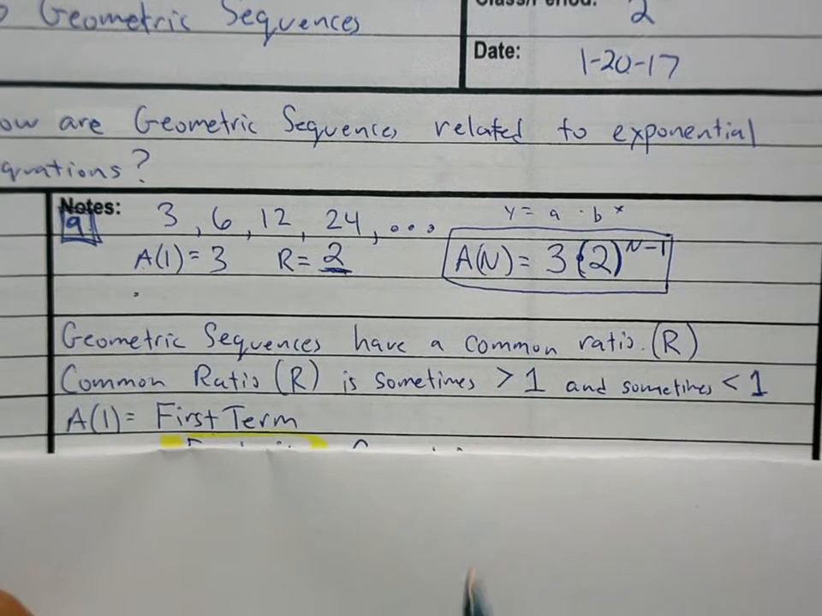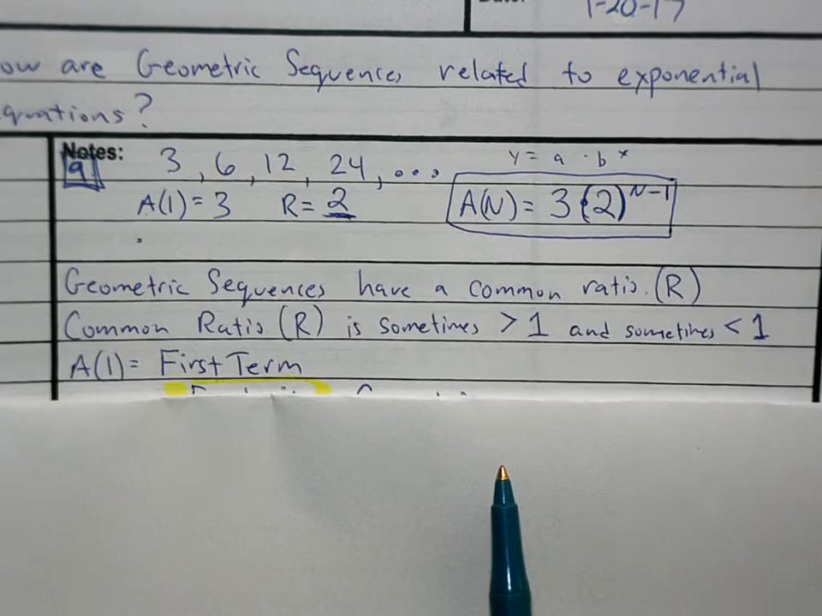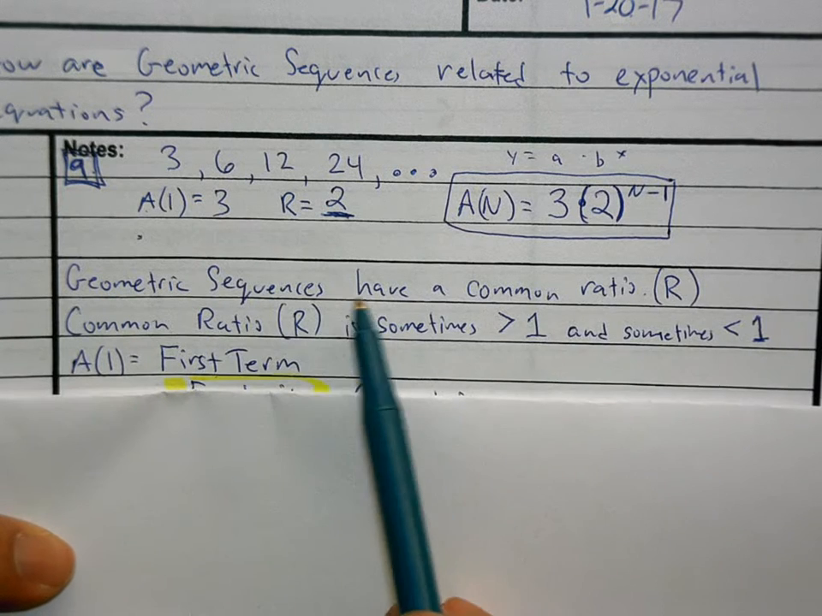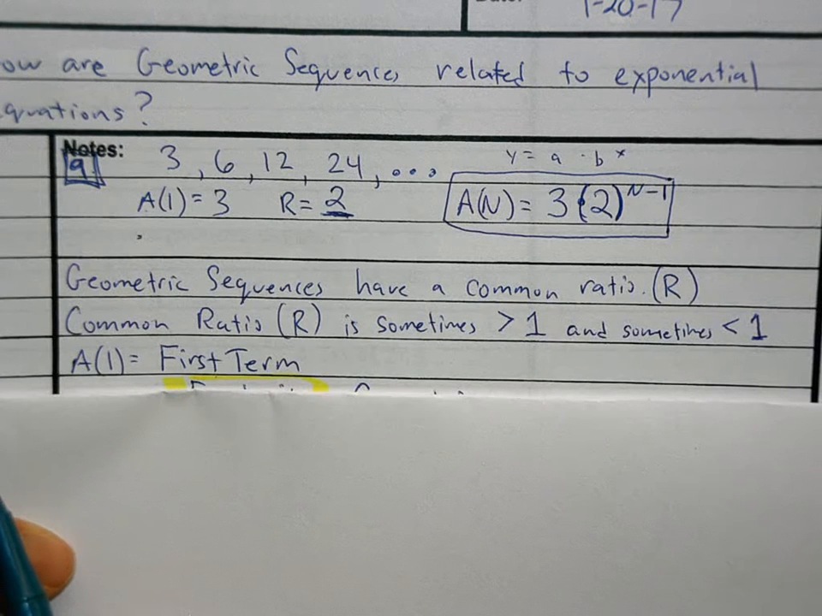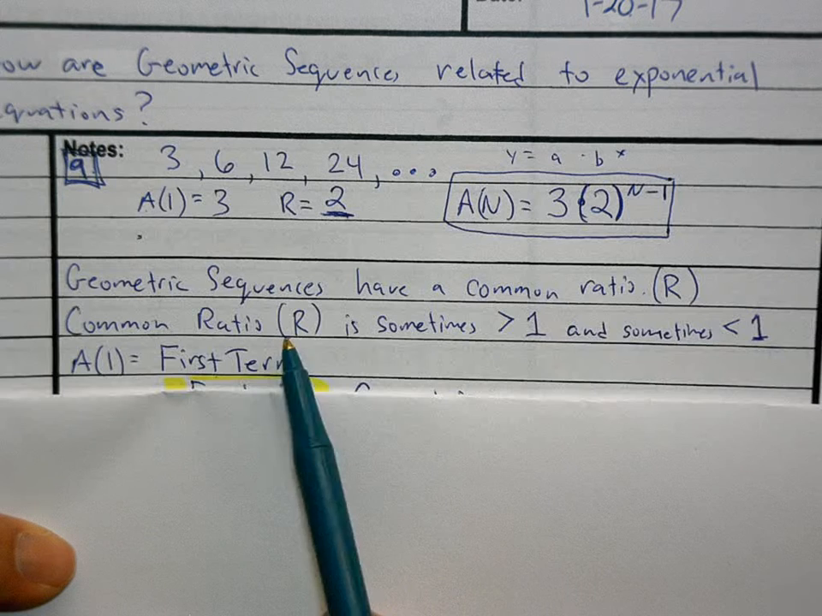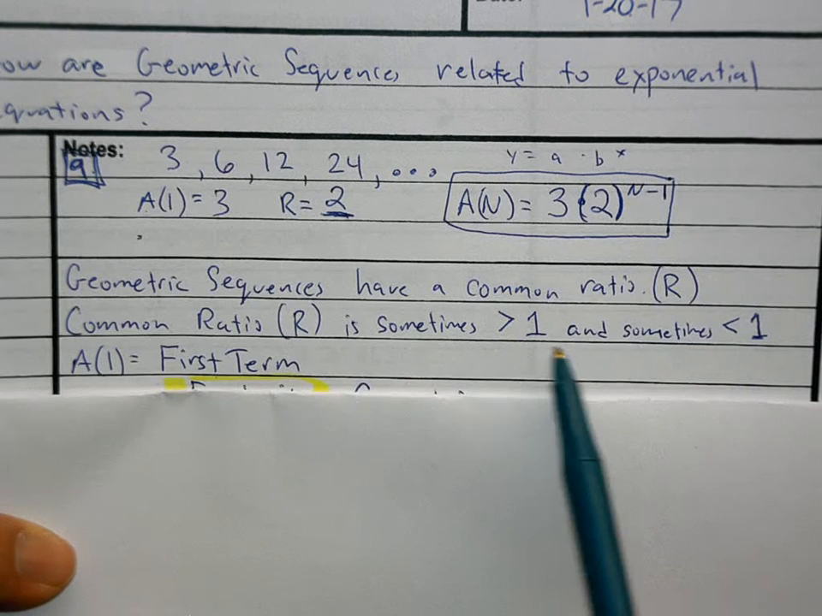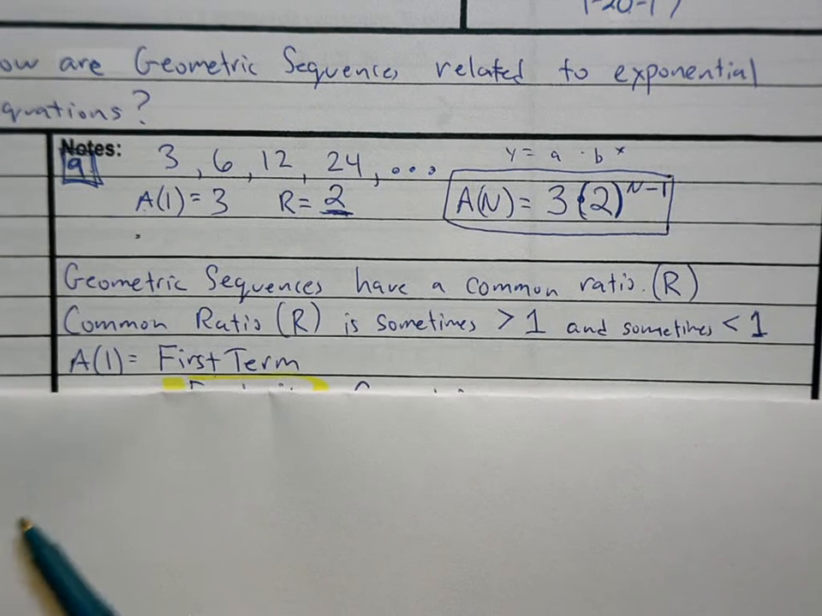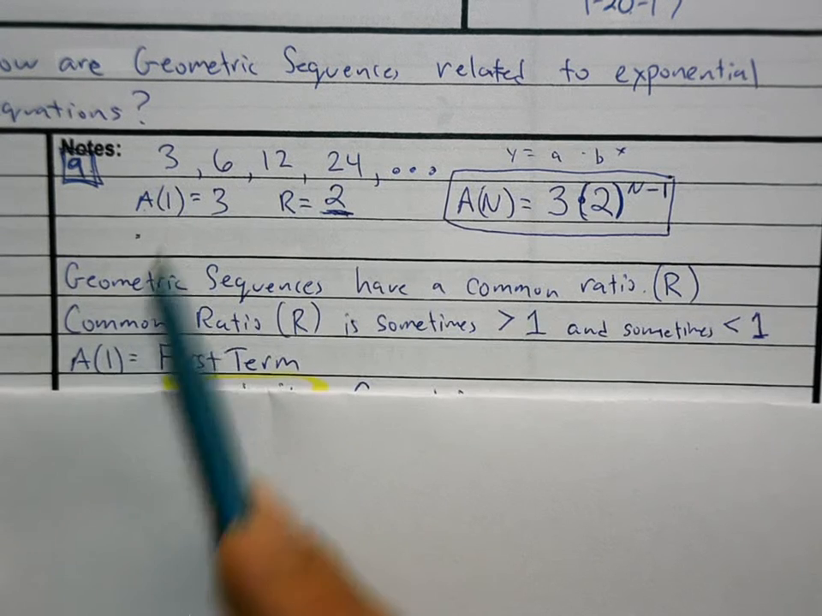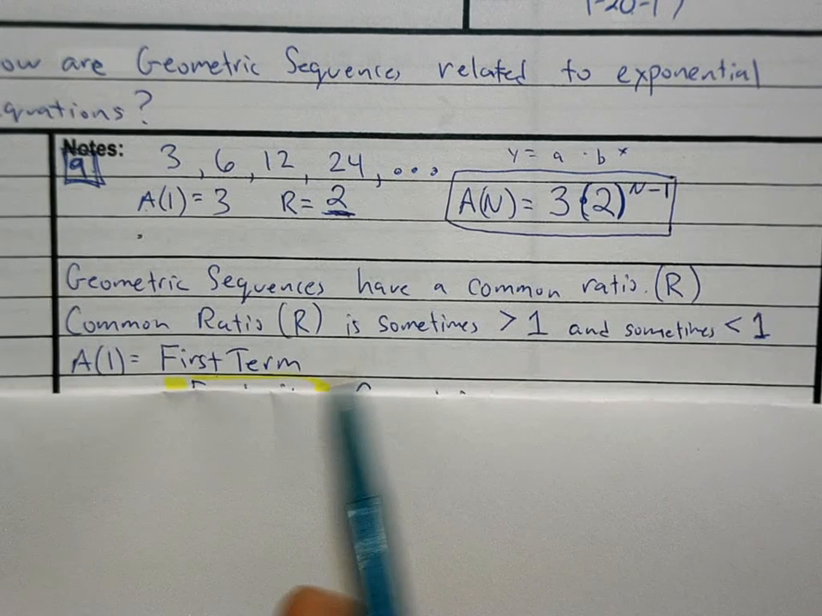So if you don't know this by now, here are my 3 little definitions. Geometric sequences have a common ratio. That's our R. The common ratio R is sometimes greater than 1 and sometimes less than 1. Do not assume it always has to be a whole number. It could be a fraction. And what is A of 1? A of 1 is our first term.